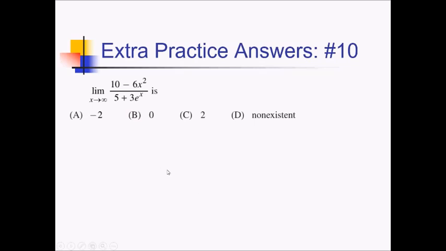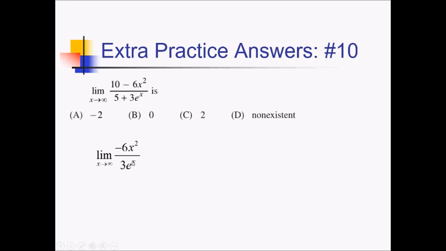On this problem, we're trying to find the limit as x approaches infinity of this rational looking kind of function. It's not a true rational function because of the exponential, but it's a fraction. So because it's a fraction, we're going to use some choose your champion kind of reasoning here. We'll pick the fastest growing term on both sides of the fraction. In the numerator, we have negative 6x squared as our faster growing function. The 10 can be ignored. And in the denominator, we have just the 3e to the x. The 5 also is insignificant as x approaches infinity.